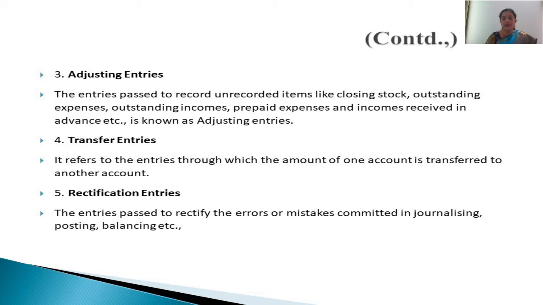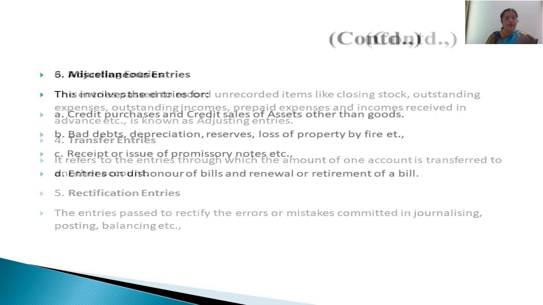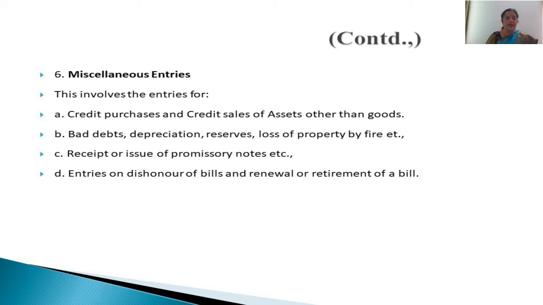Usually the first adjustment will be closing stock, then outstanding expenses, prepaid expenses, outstanding incomes, like that. Then transfer entries, those entries in which the amount of one account is transferred to another account. Then rectification entries, which we passed in the previous session regarding rectification of errors. Then miscellaneous entries, that means certain entries which are not coming in those 5 kinds of entries, and which we can't enter in those 7 subsidiary books also, like bad debts, depreciation, then receipt or issue of promissory notes, and entries regarding dishonor or renewal or retirement of the bill, which we learnt in bill of exchange related sessions. These are called miscellaneous entries, and we have to enter them in journal proper.